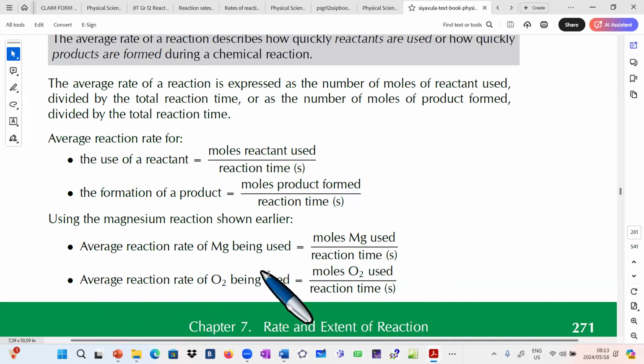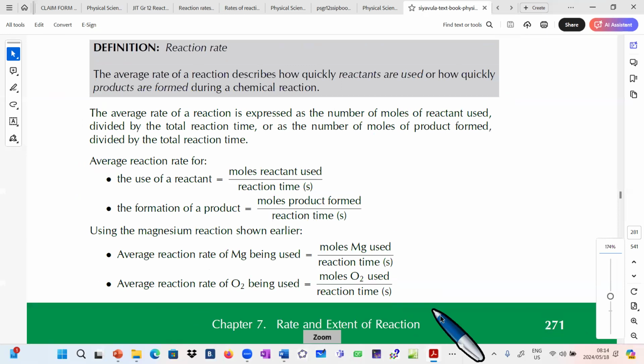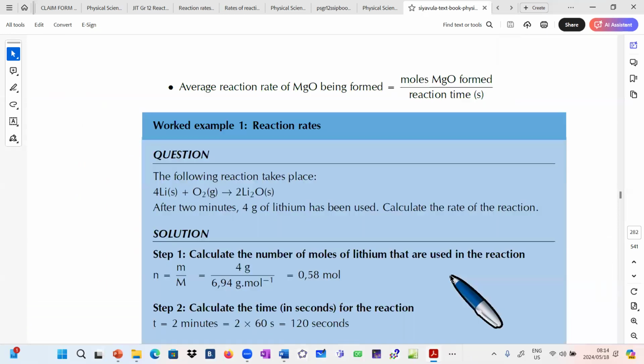So we look at each reactant, because there are 2 reactants, magnesium and oxygen. We looked at the magnesium being used, which is moles of magnesium used, and the average reaction rate of oxygen being used, which is moles of oxygen used divided by the reaction time in seconds. So we continue to analyze this very carefully. We look at each reactant separately. We are still looking at the rate and extent of reaction.